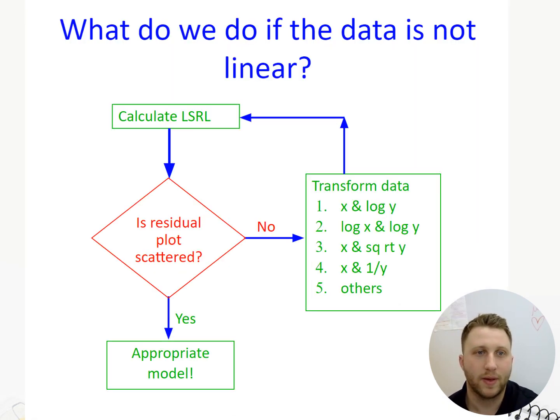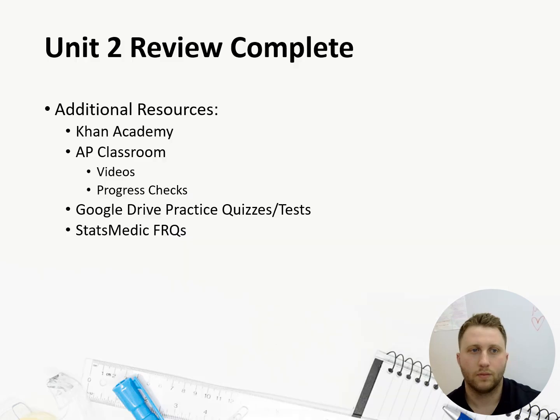And again, this is the basic framework. So if the data does not look linear, you want to transform the data, look at the plot, look at the residual plot, make sure that there's random scatter. If so, you can undo the transformation and solve for your predicted y value. Otherwise, try another transformation and repeat the process all over again.